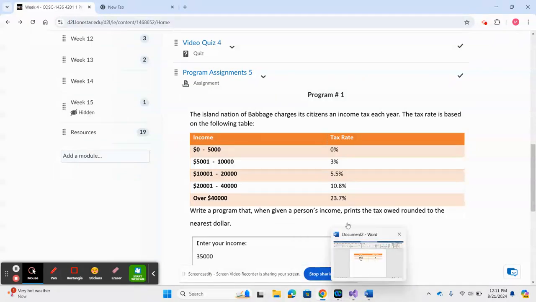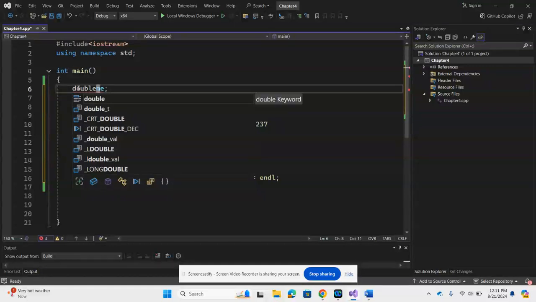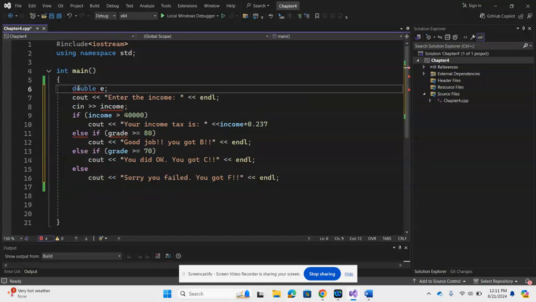Or you can multiply by 23.7 and divide by 100. Now here, it's better maybe to use double, in case you have a decimal. So double income.